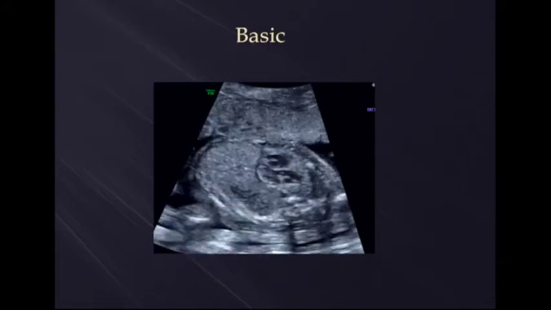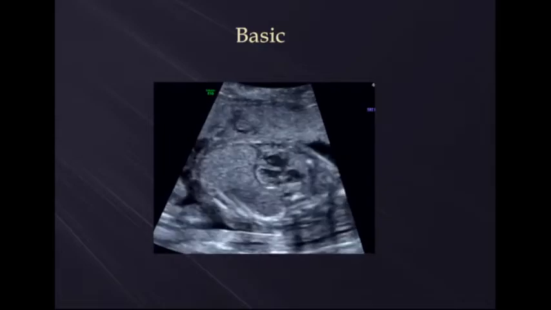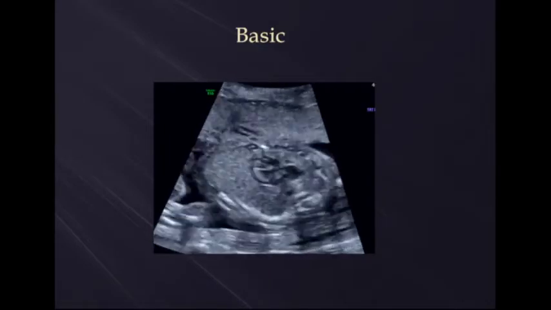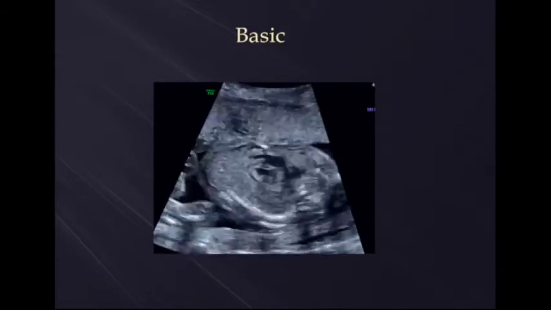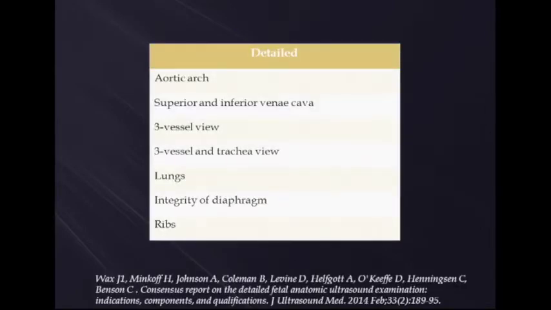One thing that I will talk about is when we do outflow tracts, I always like to do them in real time. So in real time, I can see the relationship of the RVOT and the LVOT to make sure that they crisscross one another. Well, they've expanded that to include not only those views, but also a view of the aortic arch, what they call a bicaval view, the superior and inferior vena cava view, a three-vessel view of the heart plus a three-vessel and trachea view, a view of the lungs, integrity of the diaphragm, and evaluating the ribs.